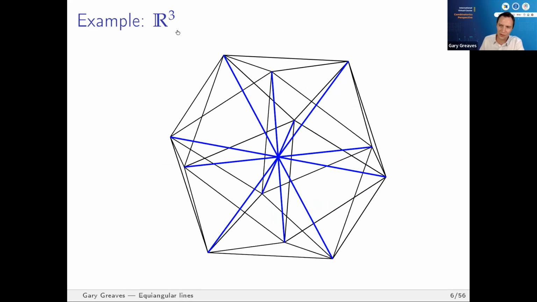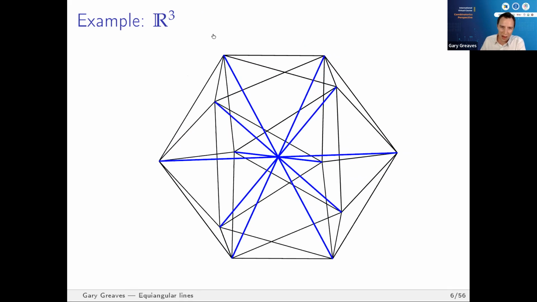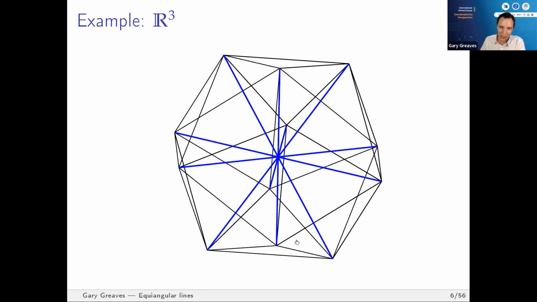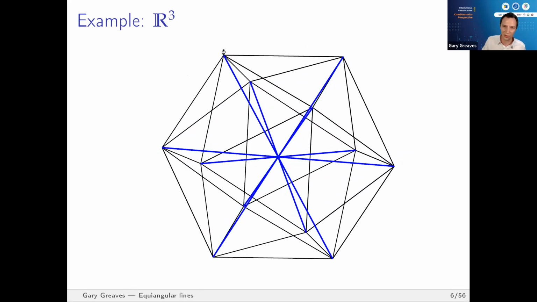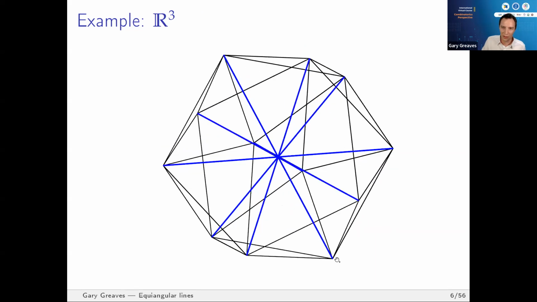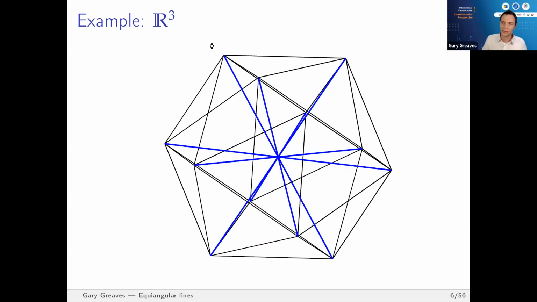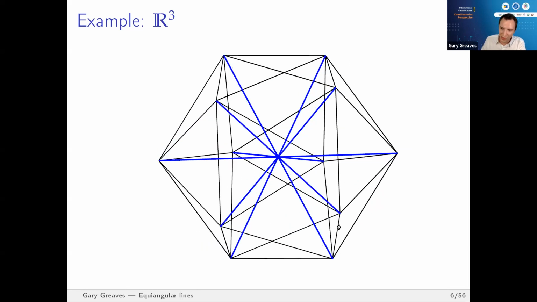So here in 3 dimensions, we take a regular icosahedron. So this is a regular icosahedron, lives in 3 dimensions. And then we can join each vertex to its antipode. And this will give us 6 lines. There are 12 vertices on an icosahedron. So we get these 6 lines.